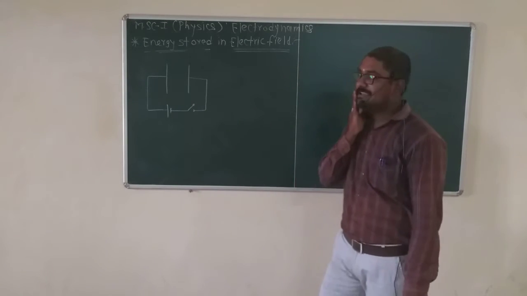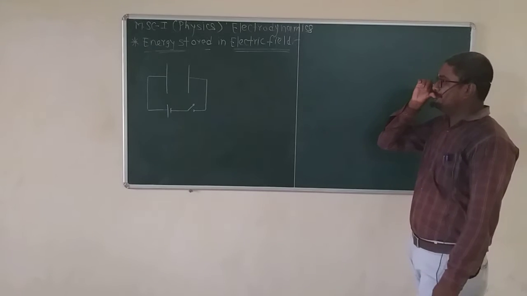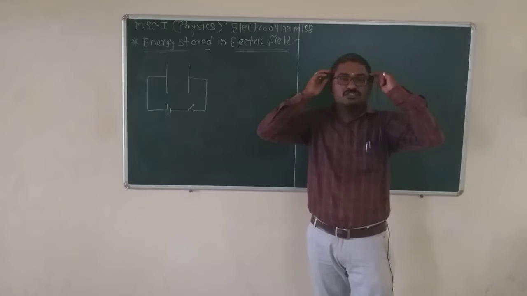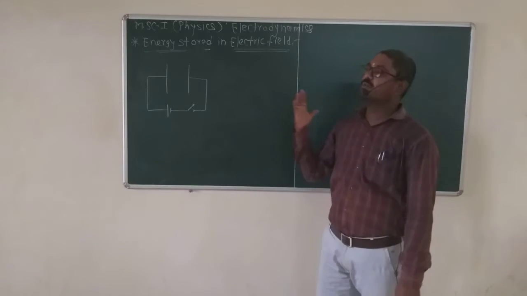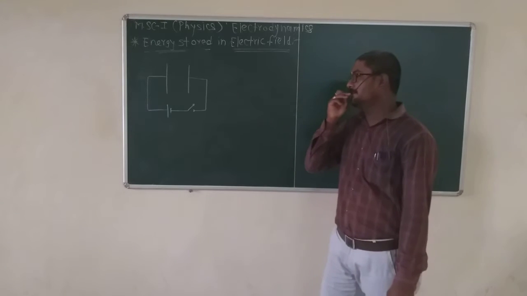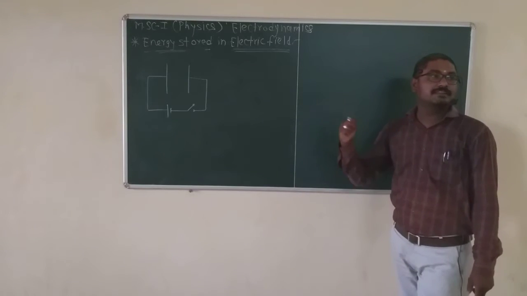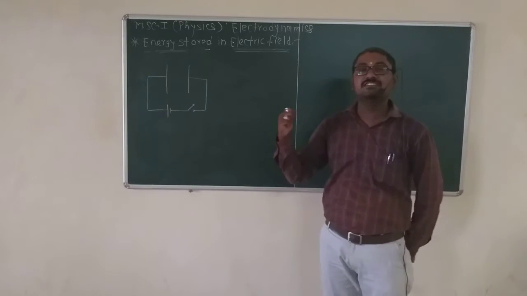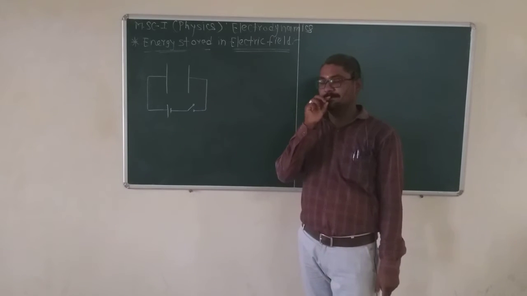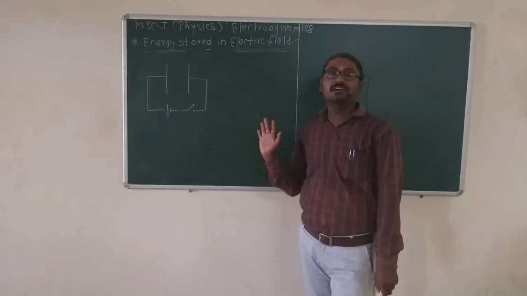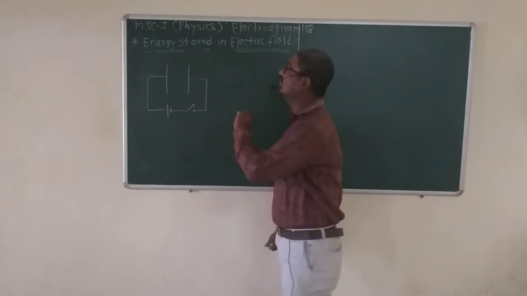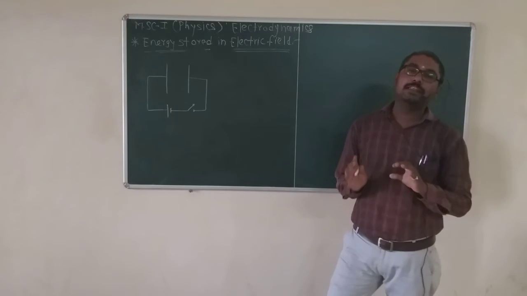In the previous video, on energy stored in a magnetic field, we considered an inductor, that is a solenoidal coil, and we calculated the work done, which is stored in that inductor coil as energy. In this video, we will obtain the expression for the energy stored in an electric field.